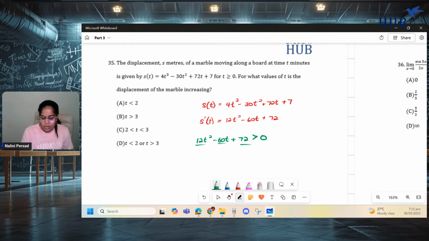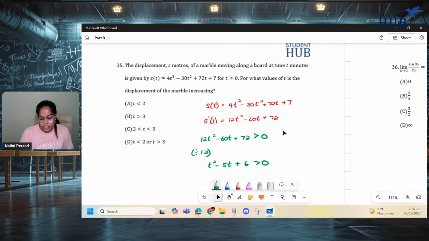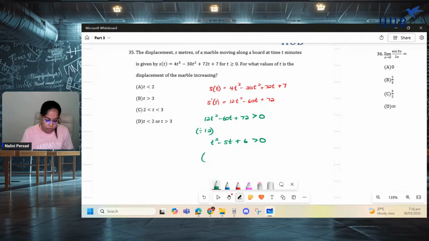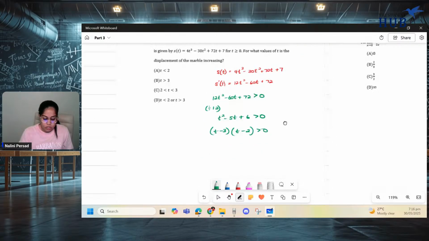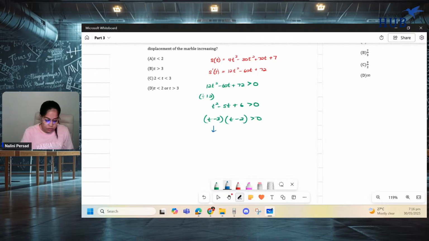These numbers all have a factor of 12. So I'm going to divide by 12 to make my life easier. And now I have a quadratic that I can factorize in one step. -3, -2. Right? So my critical values are 3 and 2.